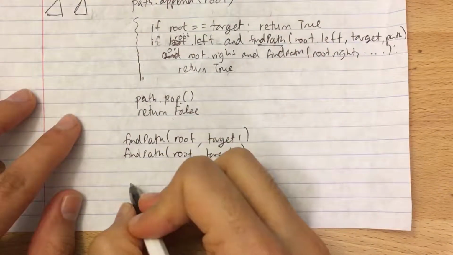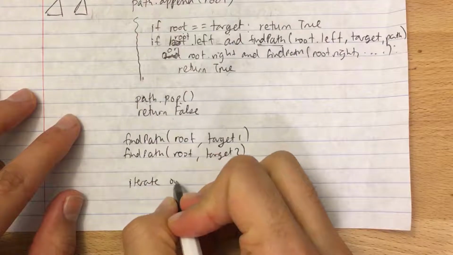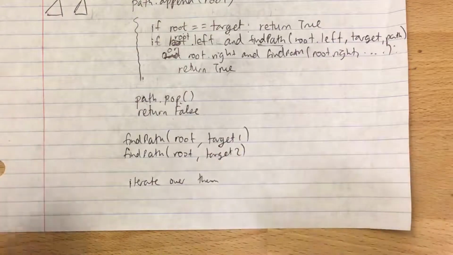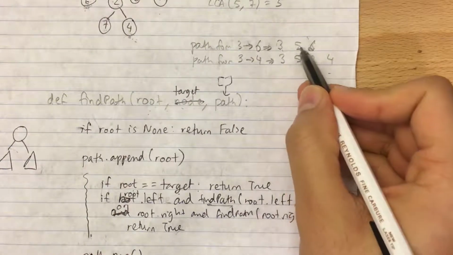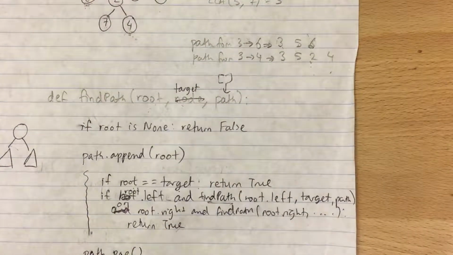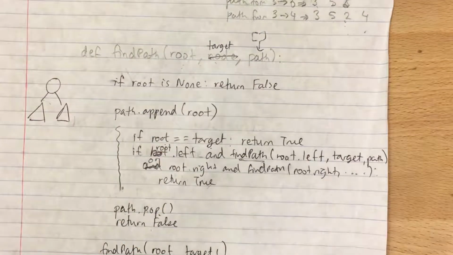Then you iterate over them and compare, and the point at which they diverge, the value before that, is your actual LCA. Okay, so that is the first approach.